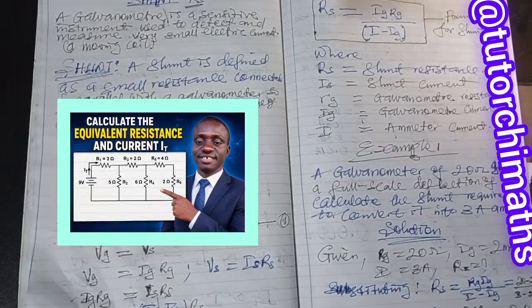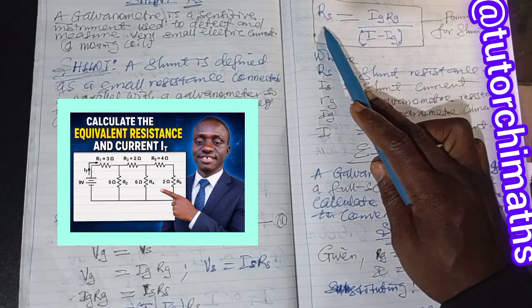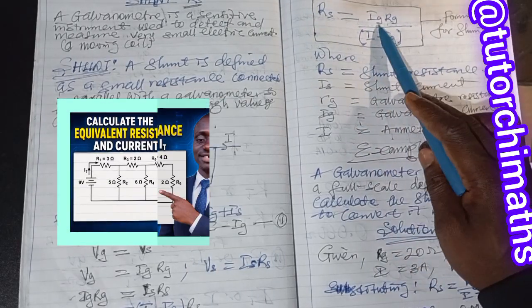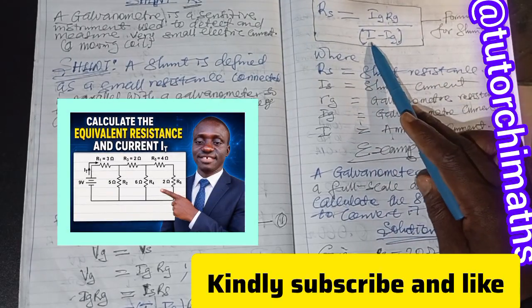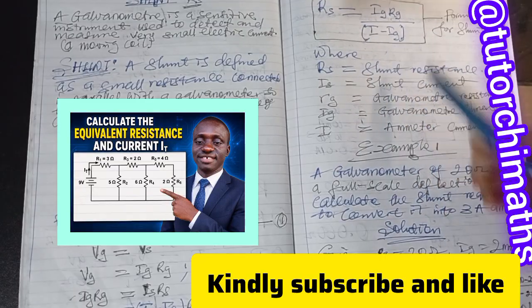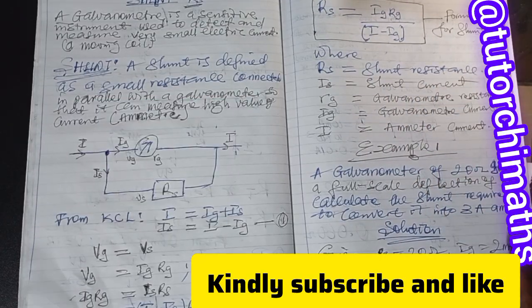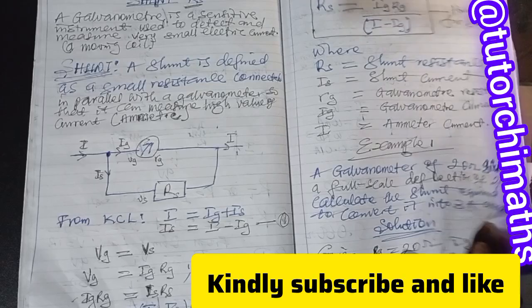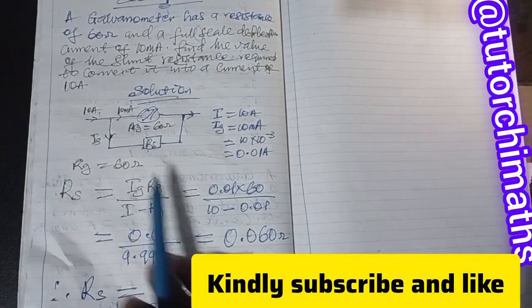Alright. So from there, substituting, we derive that the shunt resistance is IG multiplied by ROG, divided by I minus IG. So from there, you can solve for the value of the resistance.